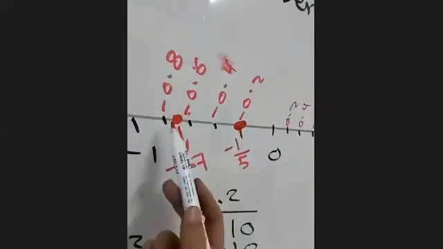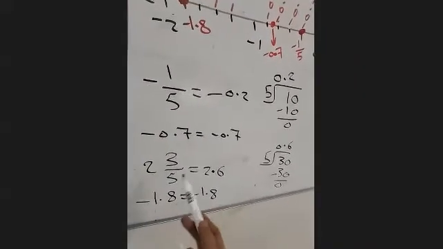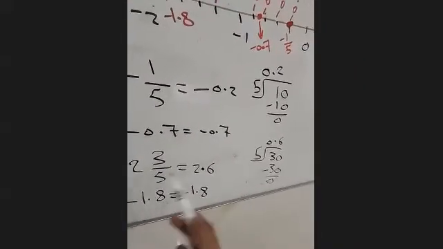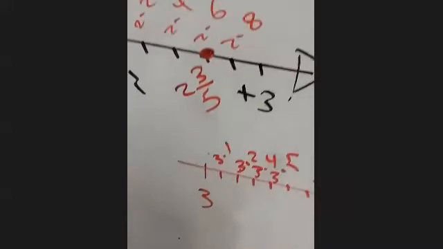Negative 0.7 is not here. Where is it? In the middle between negative 0.6 and negative 0.8. Got it? 2.6, which is 2 and 3 over 5, I turn it to decimal, right? 2.6, where is it? And here, which is 2 and 3 over 5. Is it difficult? No. That's all.